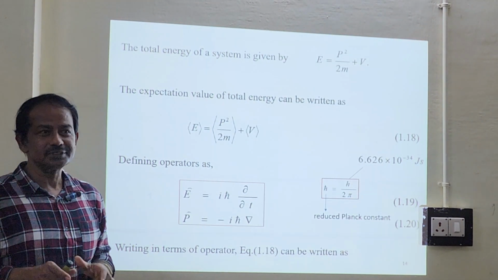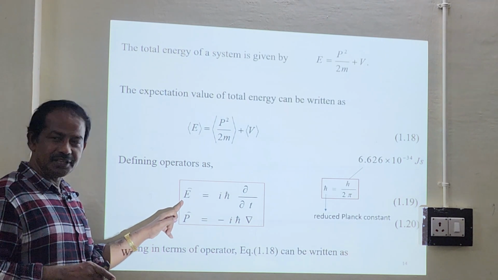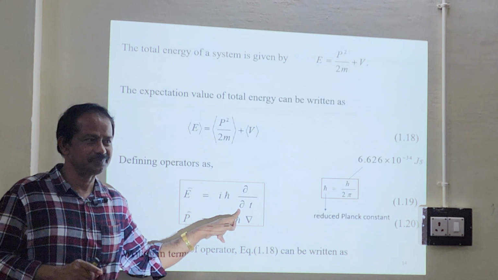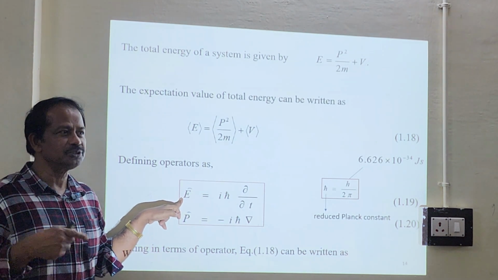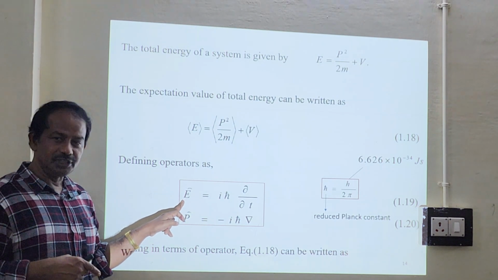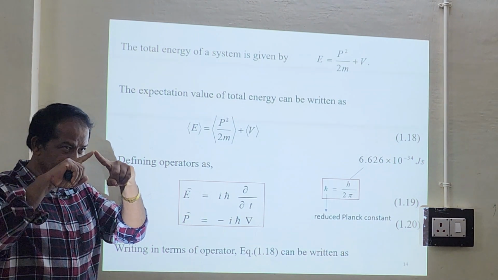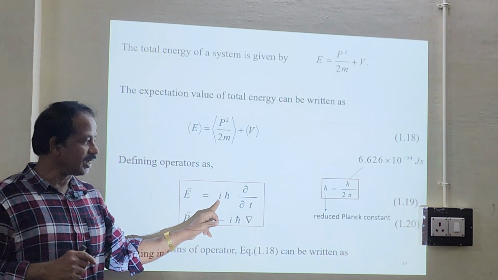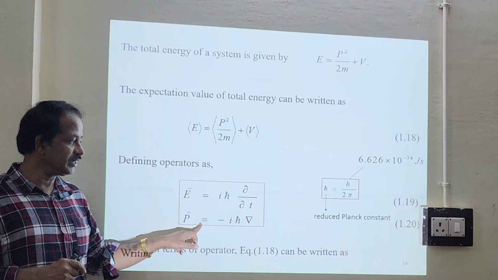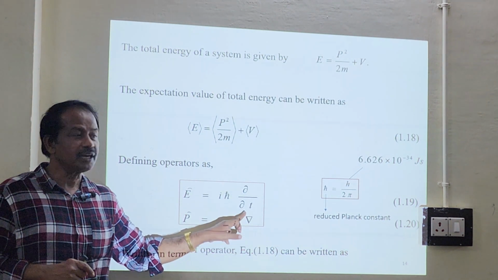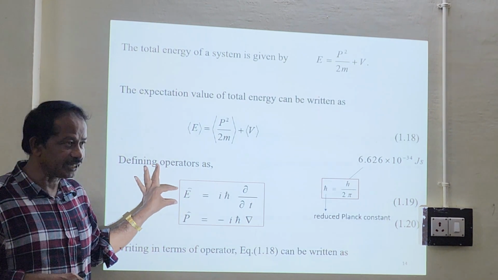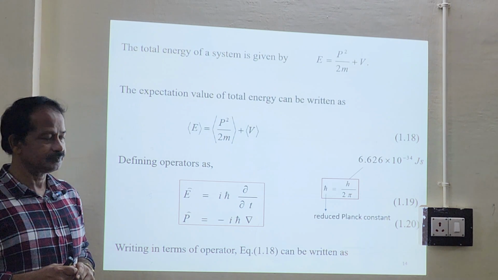Now we are going to introduce the operator. The E operator in quantum mechanics is defined as i H cross partial d by dt. The E operator, which you have probably studied earlier in third year UG, is written with a cap, like this. Similarly, the P operator, the momentum operator, is defined as minus i H cross del, partial d by dx. So this is the E operator, and this is the P operator.